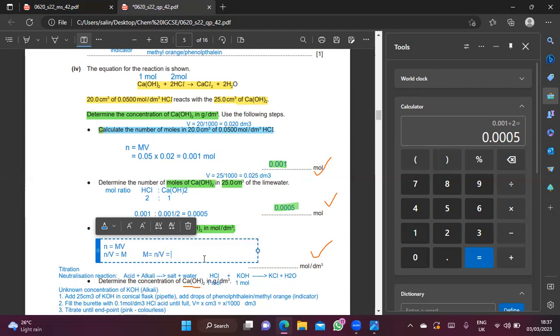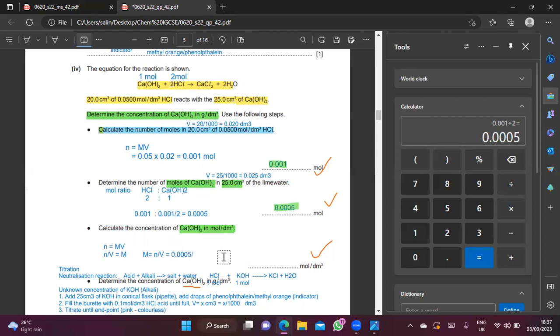Okay, insert the value. What's the number of moles of my calcium hydroxide that I got? 0.0005. Don't forget the 0. Divided by the volume that I calculated just now. Which volume? The lime water, or the calcium hydroxide. 0.025. Okay, divided by 0.